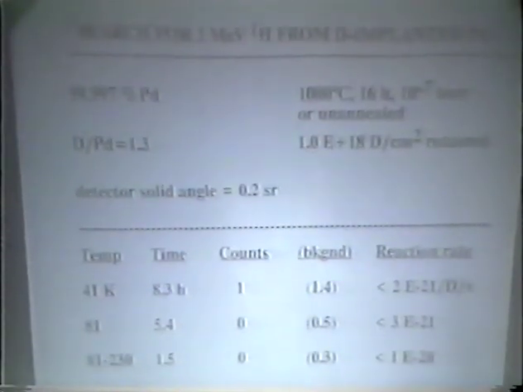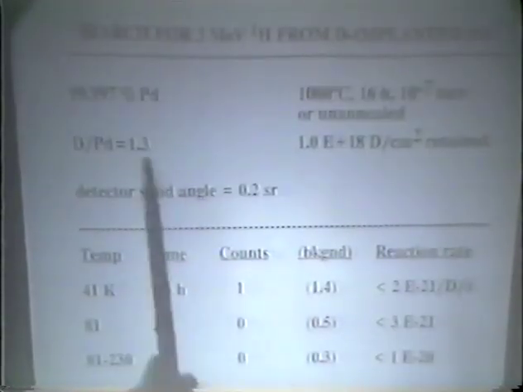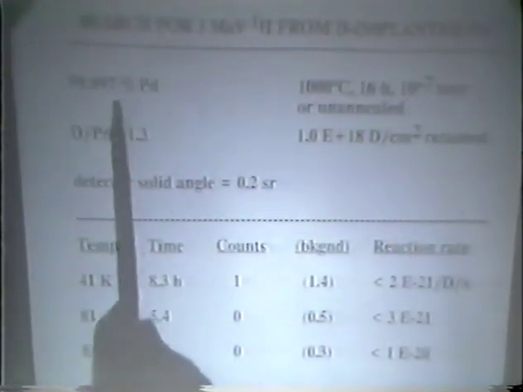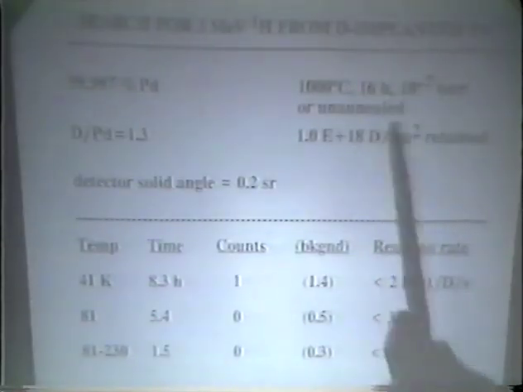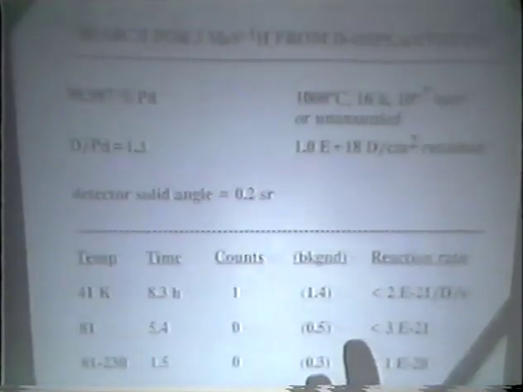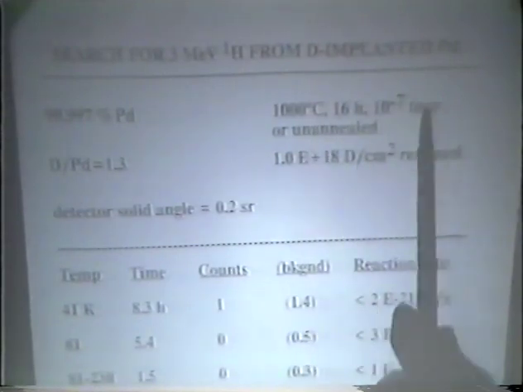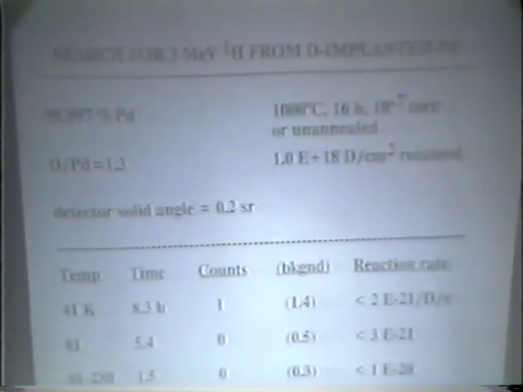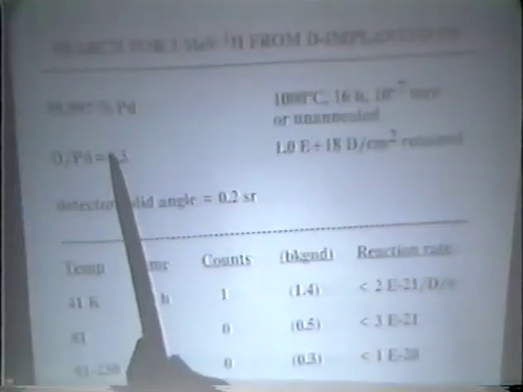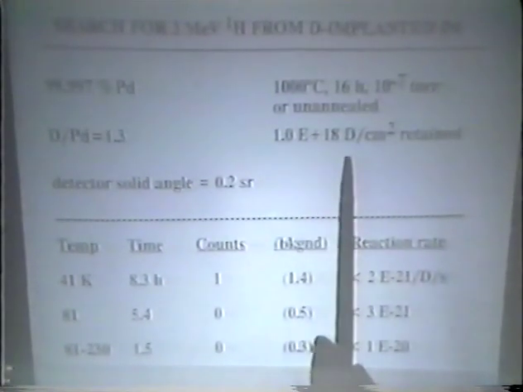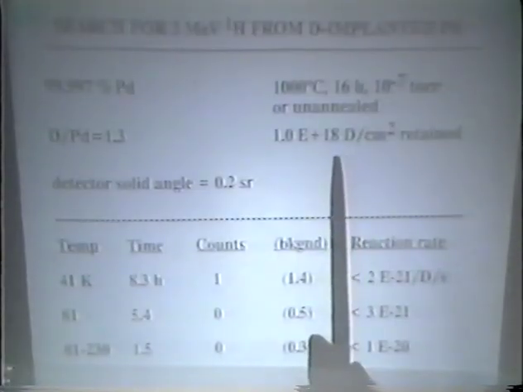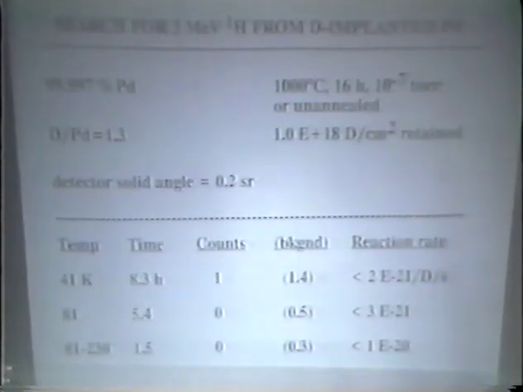The upper portion of this viewgraph gives some of the relevant conditions. This is 397 palladium. We investigated two conditions: cold rolled material, and material which was annealed at 1,000 degrees under a high vacuum. The deuterium to palladium atom ratio, as I indicated, is 1.3. The amount retained in the material is about 10 to the 18 per square centimeter. And this is the detector solid angle.